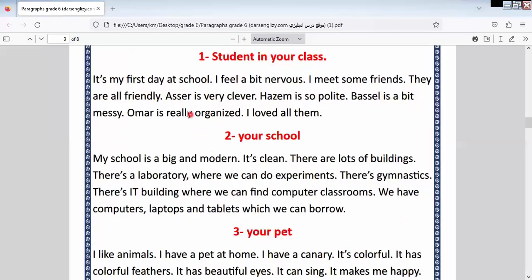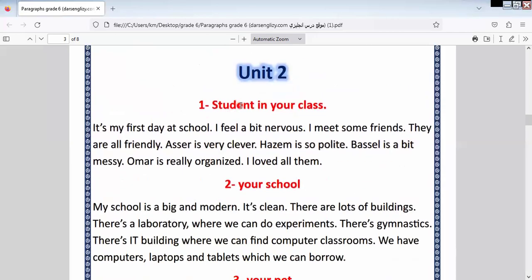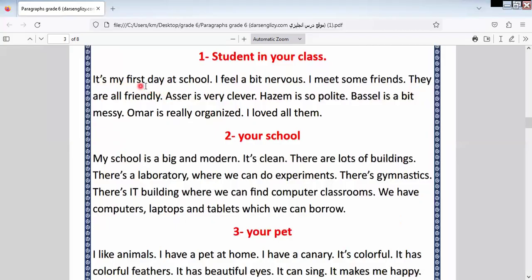Unit two, we have another paragraph here related to this unit. Student in your class, it's my first day at school. I feel a bit nervous. I meet some friends. They are all friendly.